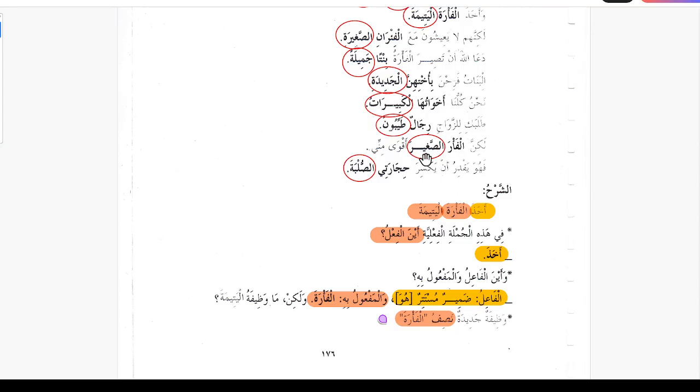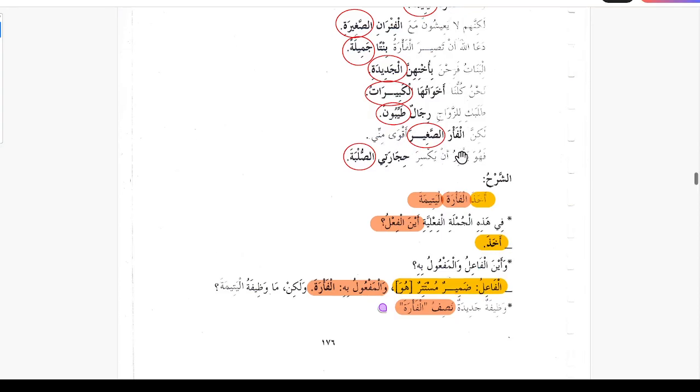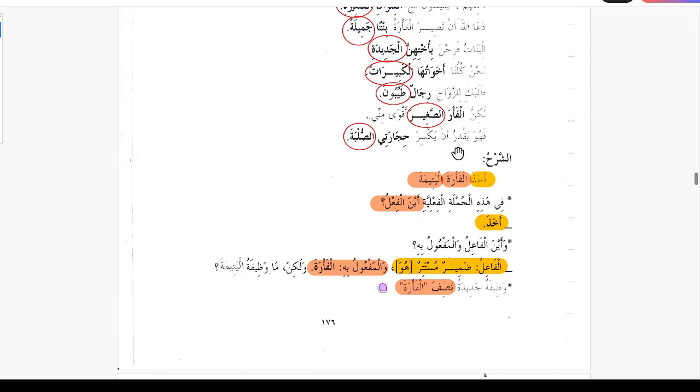Lakinnal fara as-sagira aqwa minni, but the little mouse is stronger than me. So al fara as-sagira, al has a fatha, singular. Fahuwa yakdiru. So sagira is the adjective for fara.